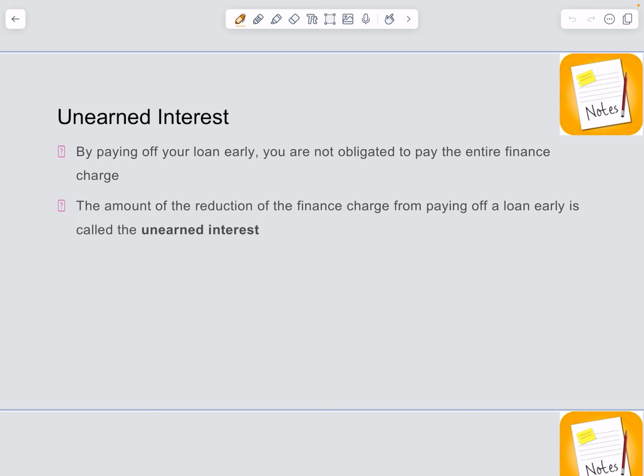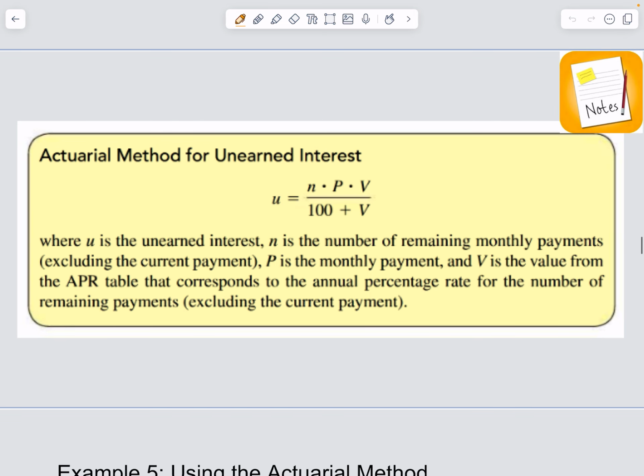So, just to recap, the unearned interest is when you pay off your loan early and you're not paying that finance charge on the months that are left because you already paid it all off. So that finance charge you're not paying is called the unearned interest. To calculate the unearned interest, we use this formula.